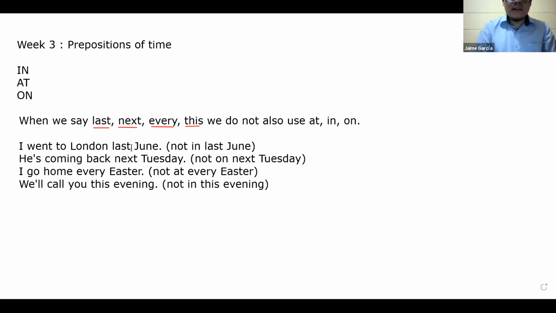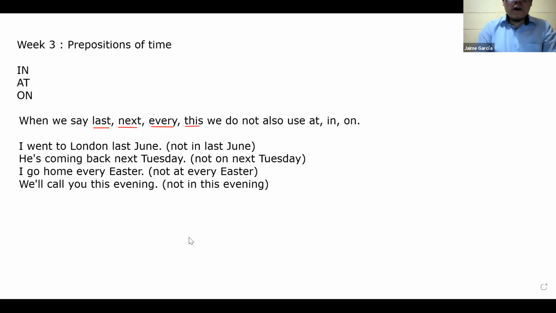For example, I went to London last June. June is a month, but you don't say, I went to London in last June. This is not correct. Why? Because you're using this word. The second example, he's coming back next Tuesday. You don't say he's coming back on next Tuesday, because you're using next. I go home every Easter. You don't say I go home at every Easter, because you're using every.